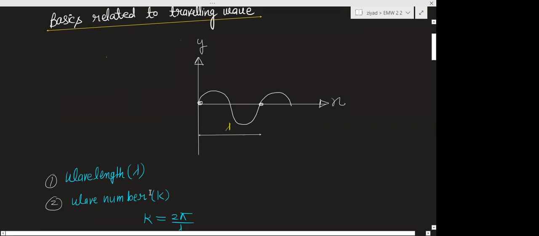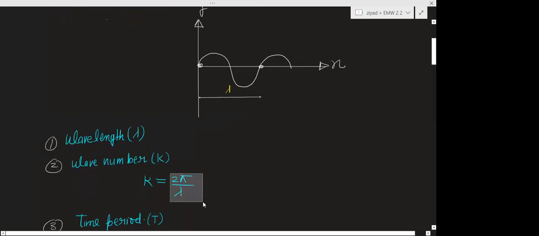Wave number is represented by k, and this is given by 2 pi by lambda. And what is time period? Time to complete one wave. So suppose a particle is here, the particle is going from here to here to here to here. Finally, in reaching here, the time taken by the particle will be the time period.